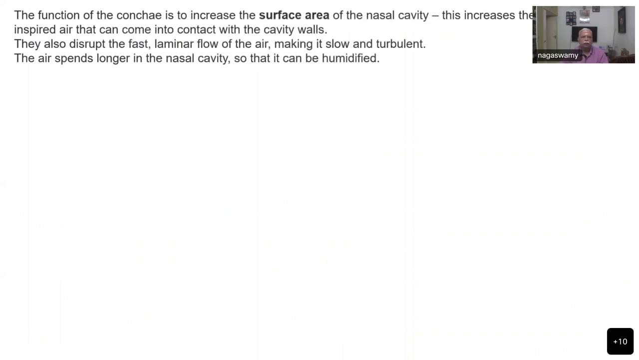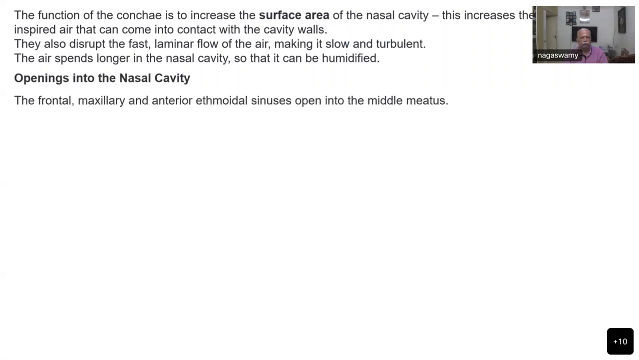And the main function of these concha turbinates is to increase the surface area of the nasal cavity. This increases the amount of air that can come into contact with the cavity walls. They also disrupt the fast laminar flow of air, making it slow and turbulent. Then the air spends a longer time in the nasal cavity so that it can be humidified. So what is coming in as a laminar flow is converted into turbulent flow by these curved bones and their recesses so that the air remains longer for humidification.